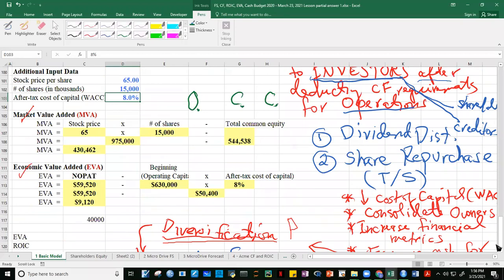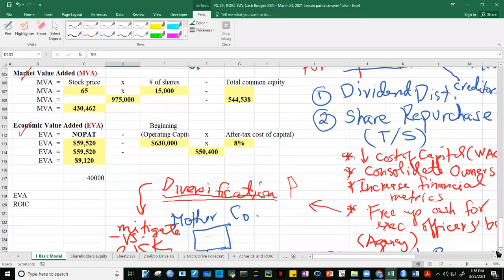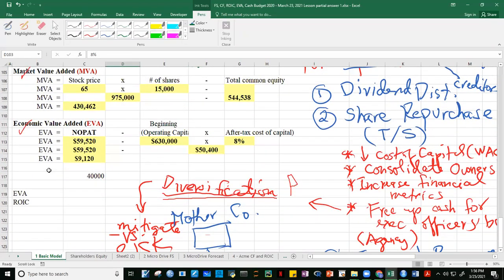Okay, let me ask you guys, is there another way to compute for your EVA without going to the beginning operating capital? Okay, but just using this.